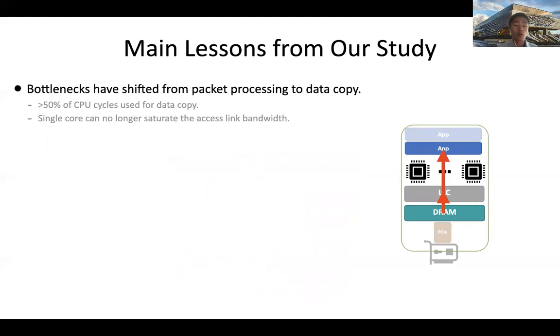Our study resulted in several interesting takeaways which depart from conventional wisdom. First, data copy is the primary bottleneck, with over 50% of all CPU cycles at the receiver spent in data copy.